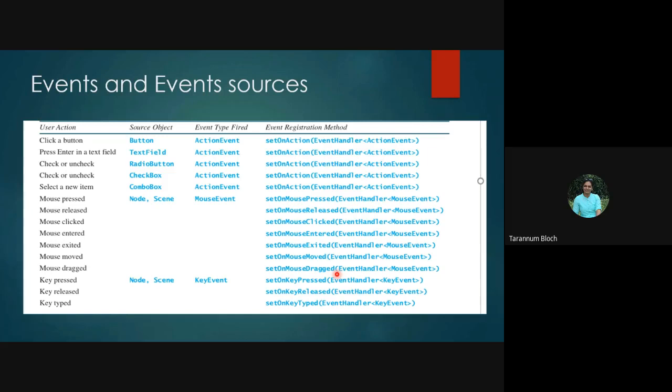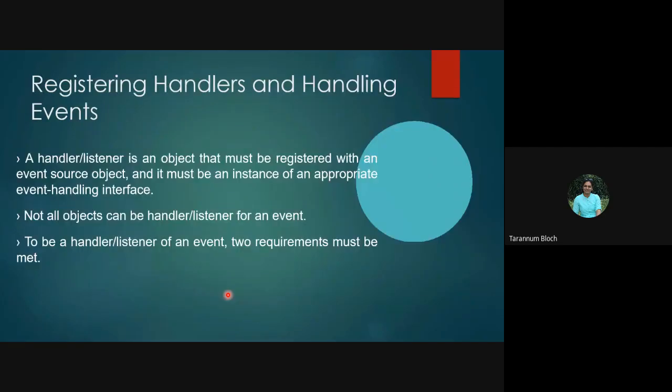Similarly, we have key press and key release as user actions. When the user is pressing a key, releasing a key, or typing something on the screen, we have key typed, key pressed, and key released, right? Based on that, the source can be the node or scene. So anywhere in a text field or a scene, you can do that. We have the key event for that, and the methods are setOnKeyPressed, setOnKeyReleased, and setOnKeyTyped.